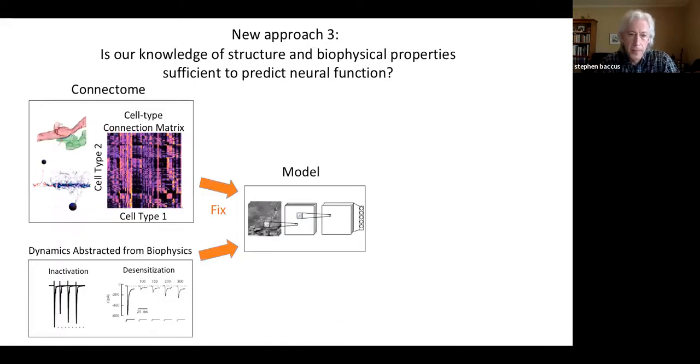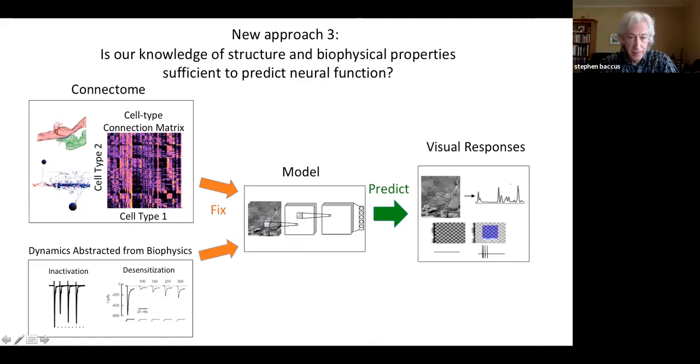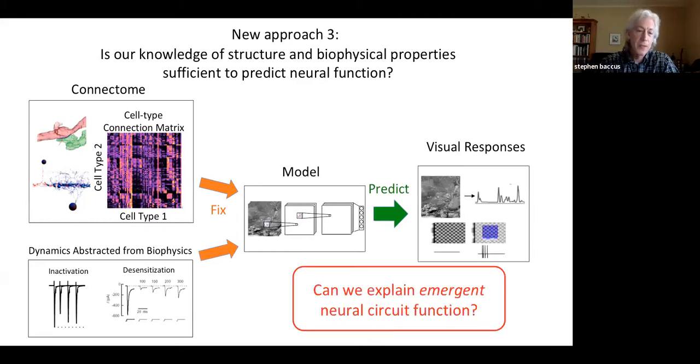And then a final approach would be to take known structural data and known biophysical data, which in some cases can come from preparations where both are done, and then just fix it into the model to begin with. And then ask, does such a model actually predict visual responses? To be clear, what this means is, can we take known structural and functional lower level data and use it to explain emergent neural circuit function?